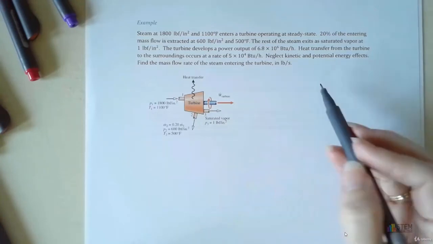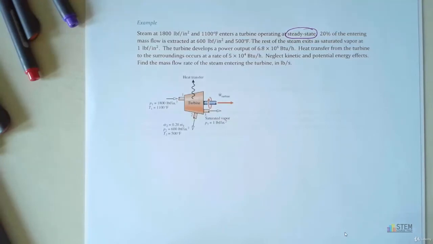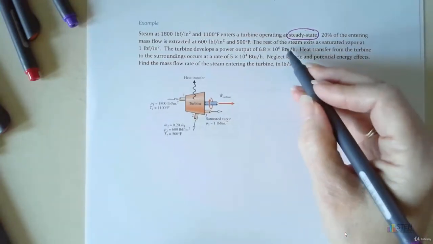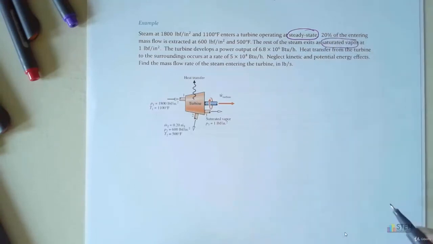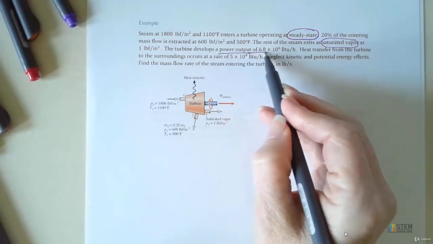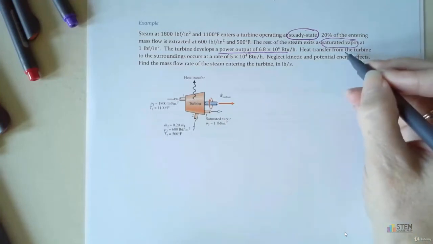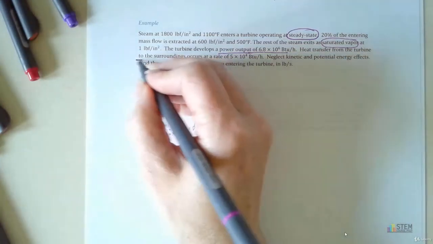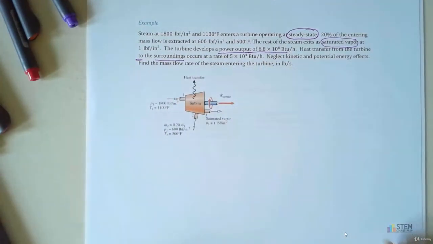So let's look for keywords. First, we've got steady state. Always want to pay attention to that. It tells us that at the exit, we have saturated vapor. Want to pay attention to that. Here we've got a power output of 6.8 times 10 to the 6th. And then we have heat transfer from the turbine to the surroundings occurring at this rate. So those are going to be our main terms to pay attention to in that problem statement.